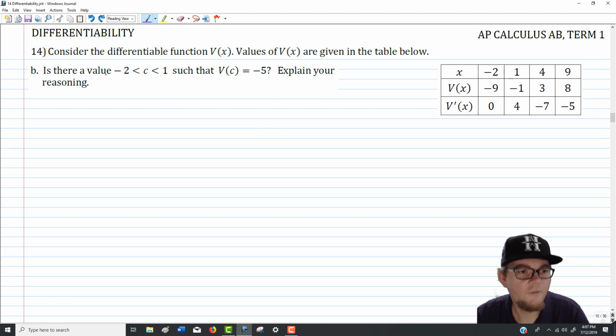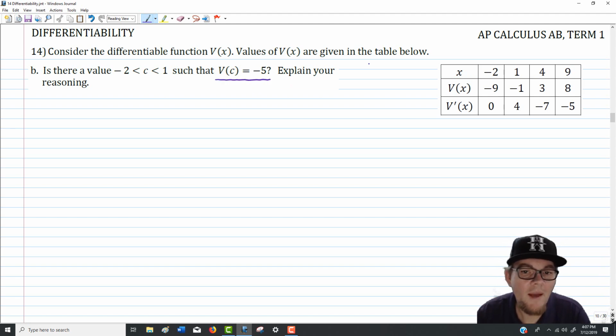Alrighty, that brings us to question 14b. 14b asks, is there a value of c between negative 2 and 1 such that v of c equals negative 5? And then we are instructed to explain our reasoning. So in here, they're asking about a particular function value, whether or not we can get a particular function value.